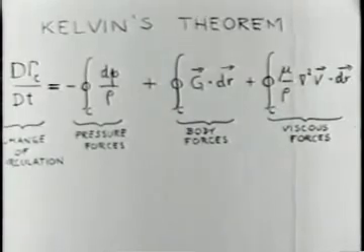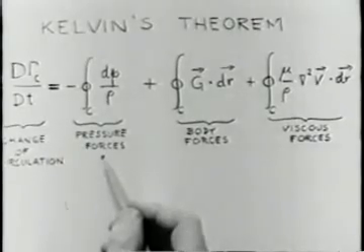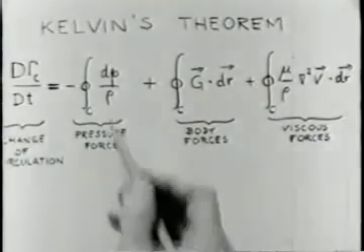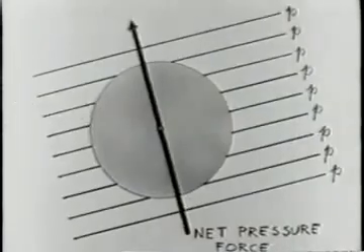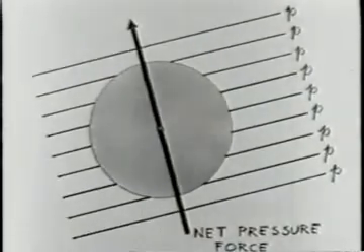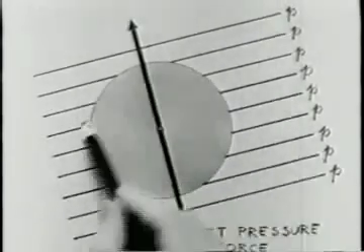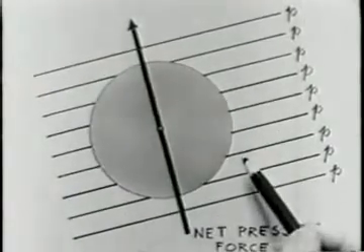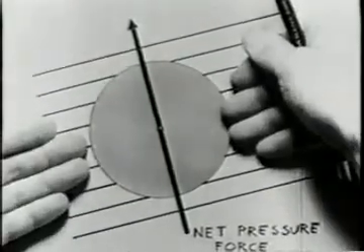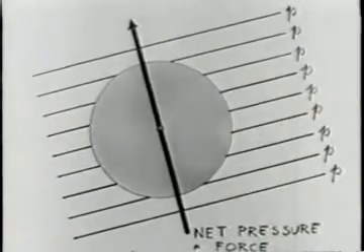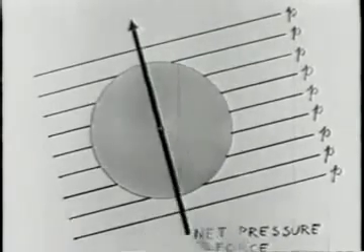The third circulation changing factor is the torque due to pressure forces. Incidentally, if the fluid is incompressible, this term is zero, and so it cannot change the circulation. To think about this physically, let this be a small fluid particle, and let these be the lines of constant pressure in its neighborhood. The pressure forces acting parallel to these lines exactly cancel each other, and so the net pressure force must be perpendicular, passing through the geometric center.